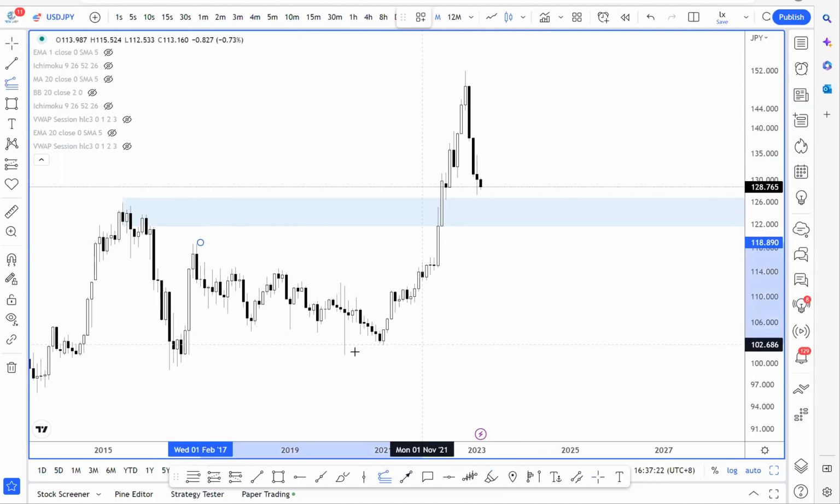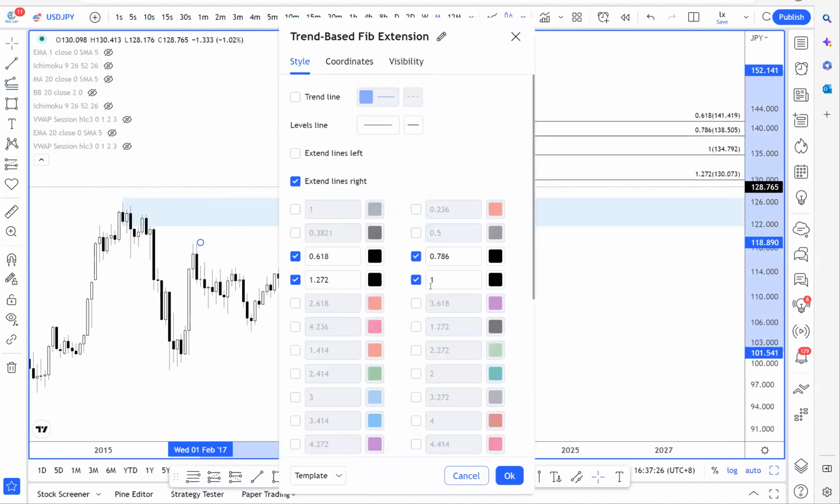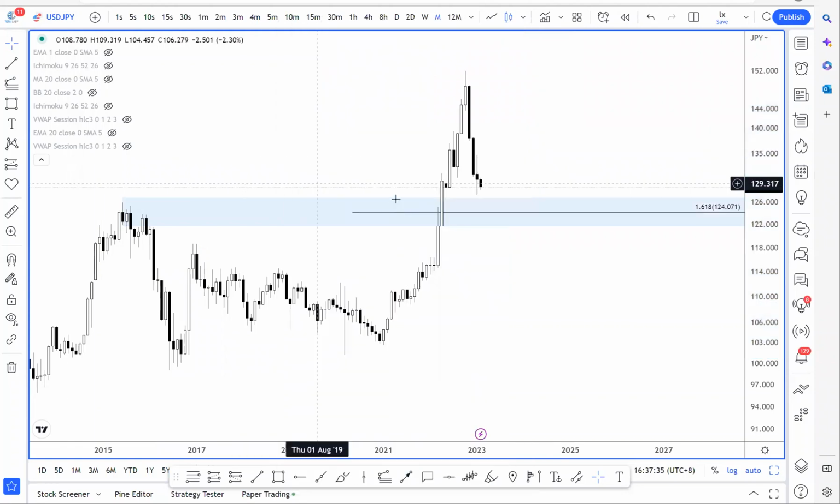How you can identify the extension level: this is the zigzag pattern, so you take 3 points again. The 1.272 is broken. The next level that I shared earlier is 1.618. Usually it doesn't go beyond this area. So if price goes beyond it, this is the level.